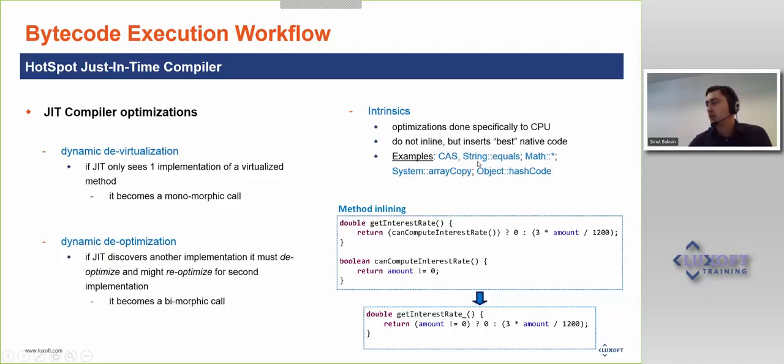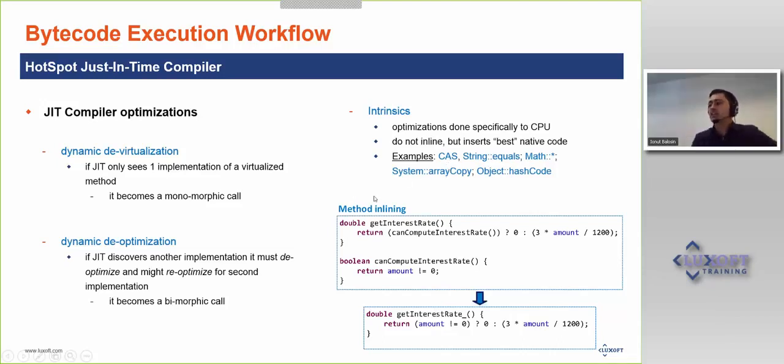Other examples are the string equals method, all the methods from the math class, system array copy, object hash code, and so on. If you open, for example, the concurrent atomic package from Java, we see here a lot of compare and swap operations for atomic integer and so on.